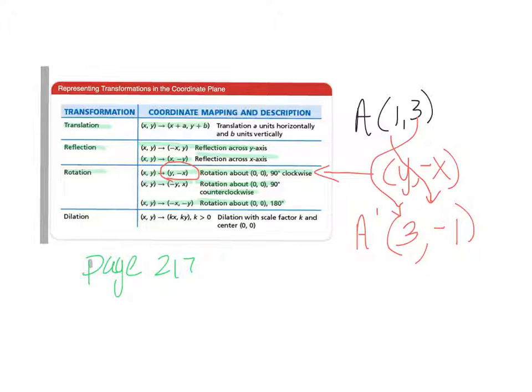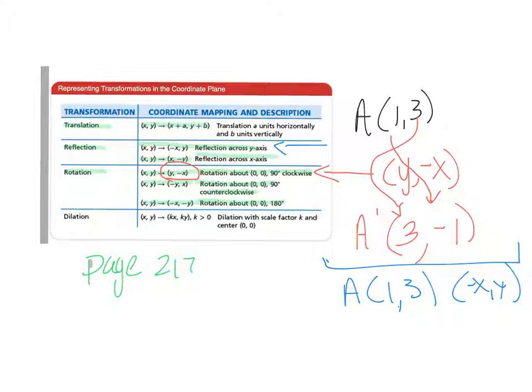So if I would like to reflect point A, 1, 3, over the y-axis, then I'm looking at this formula up top, negative x, y. So what that means is that my new A prime will be a negative x, so that's the opposite x value, so instead of 1 it's going to be negative 1, and it's still going to be y, so the y isn't changing, so that's going to be 3.